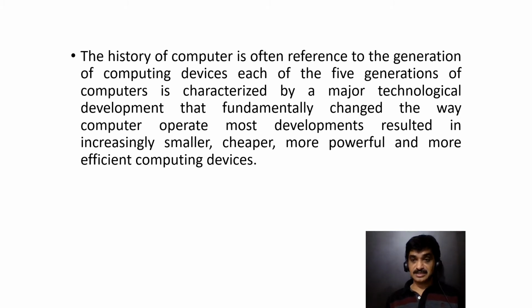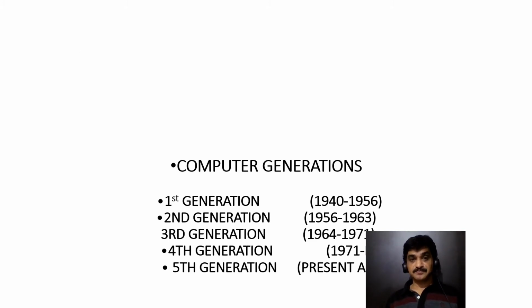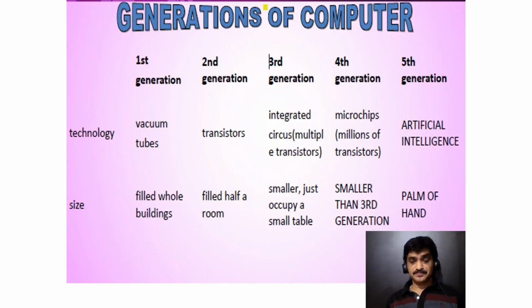Let us see which are the generations. Computer generations: first generation, second generation, third generation, fourth generation, and fifth generation. First generation was between 1940 to 1956. Second generation between 1956 to 1963. Third generation between 1964 to 71. Fourth generation was between 1971 to the present era, and fifth generation will be from the present era to or beyond. These are the main phases of the computer generations.